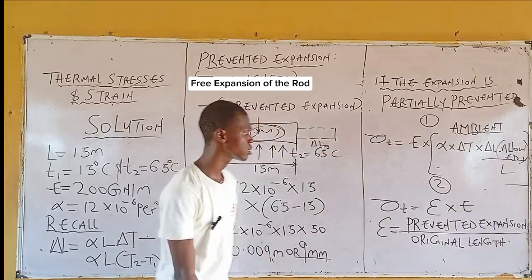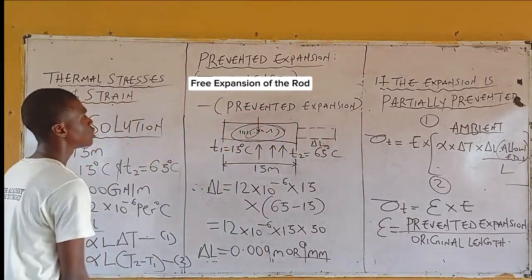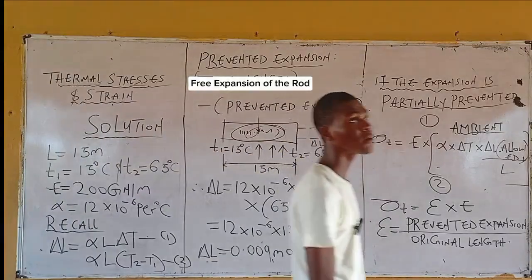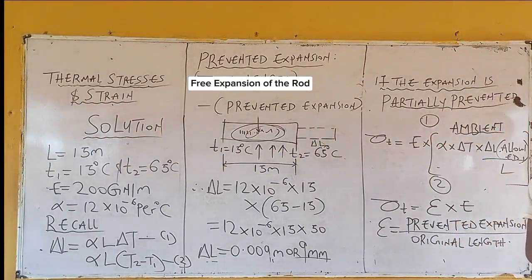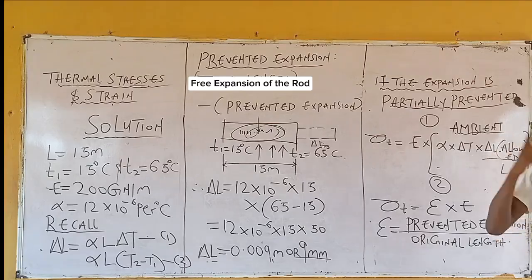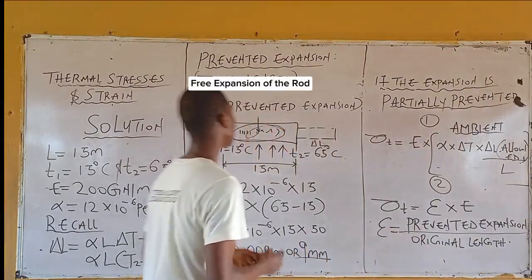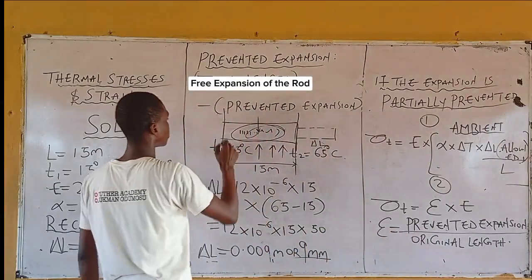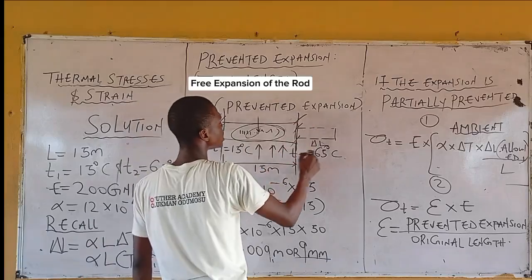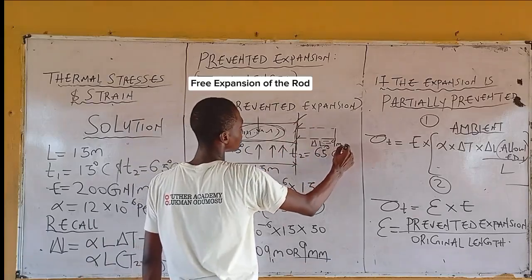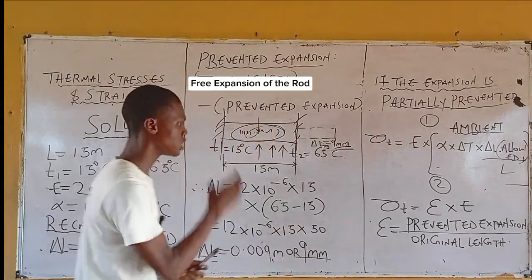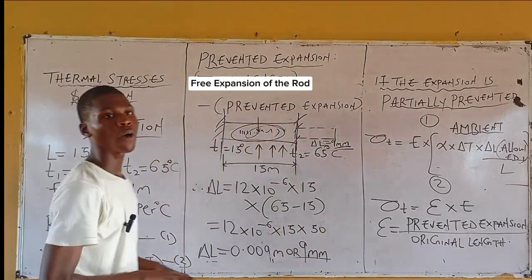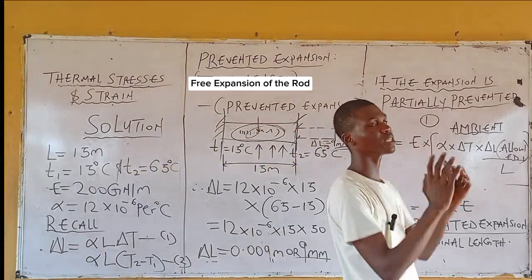Number two says: find the temperature stress produced when the expansion of the rod is prevented. Keyword: when we say prevented, meaning that I have this fixed. This initial expansion, which is 9 mm, cannot be achieved regardless of the stresses induced. Now, what is the formula for prevented expansion?